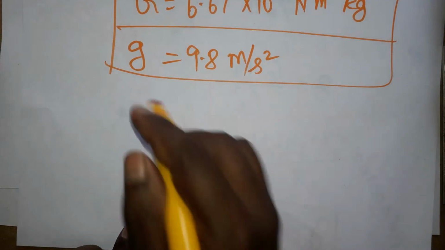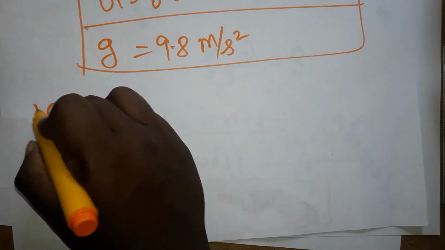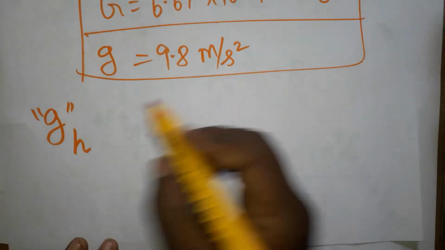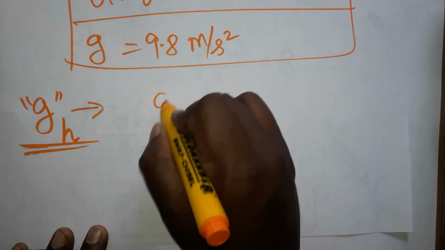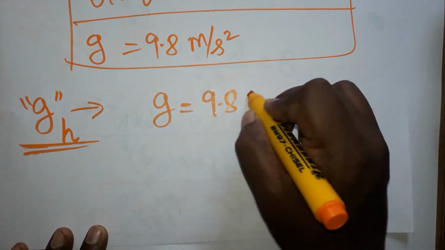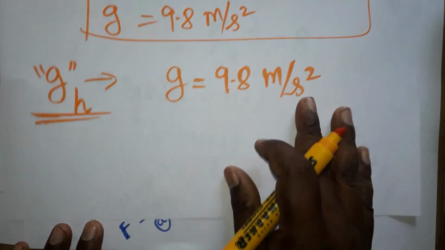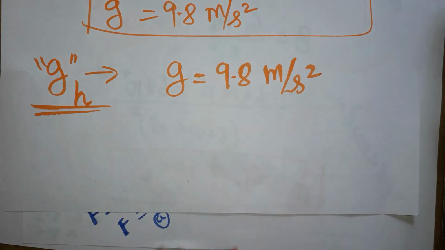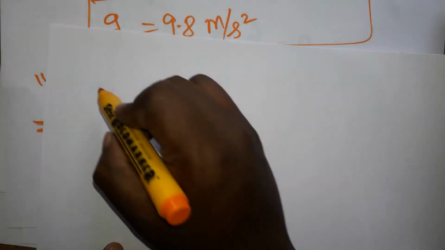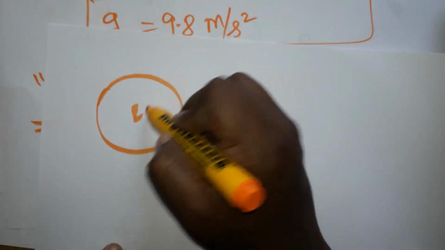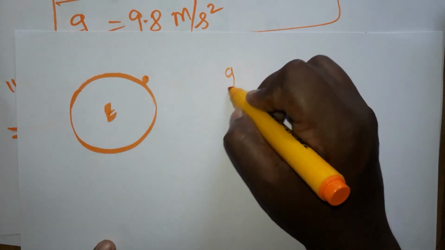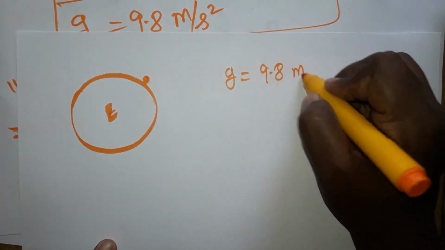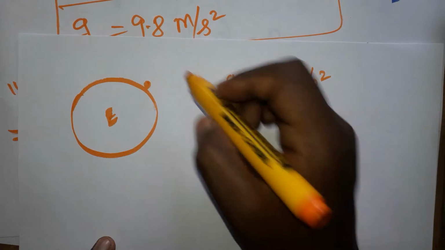Now, small g variation. How is small g going to vary? We are going to calculate acceleration due to gravity at some height. We know g on the earth surface is 9.8 meter by second square. Consider this is the earth. When the object is exactly on the surface of the earth, g is 9.8 meter by second square.